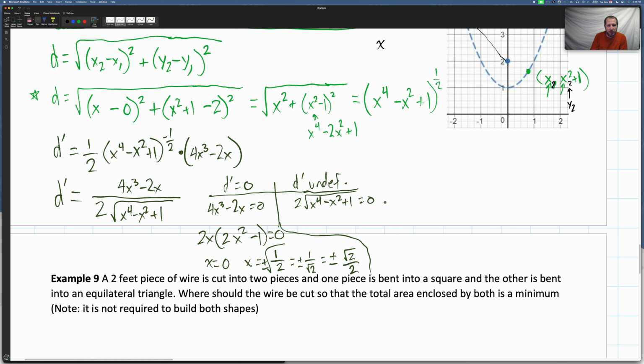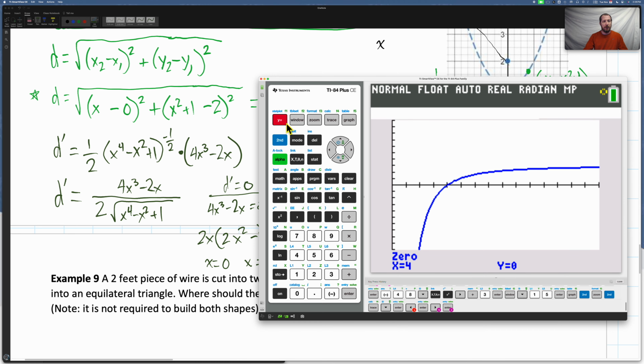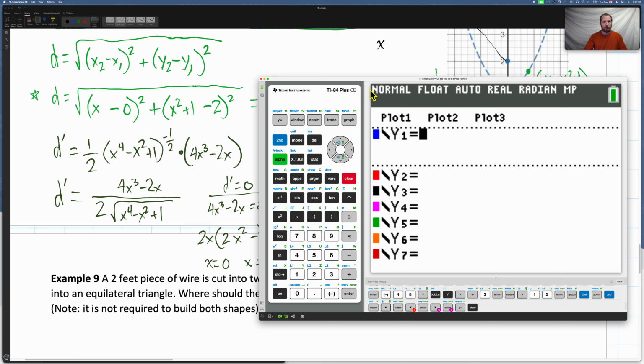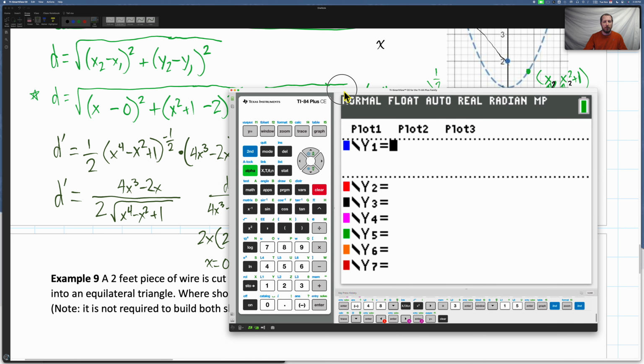All right, divide both sides by 2. That's just going to be 0. Square both sides. X to the 4th minus x squared plus 1 equals 0. That is a 4th degree. Let's go to our calculator for that one. Not sure we're going to get any solutions from this, but let's try. Okay, so let's clear out anything we have in y1. And what are we putting in there? X to the 4th minus x squared plus 1.